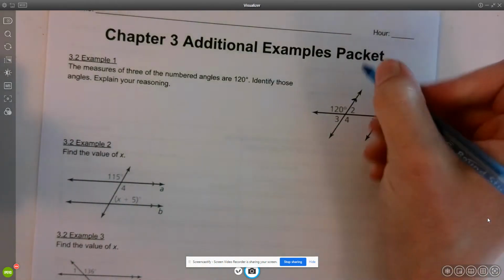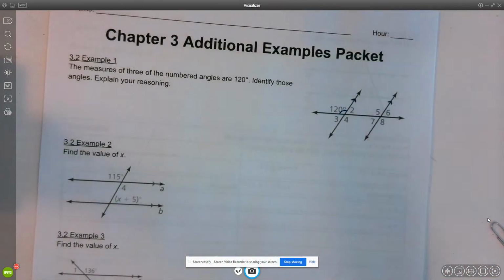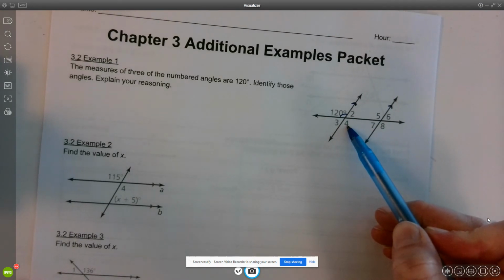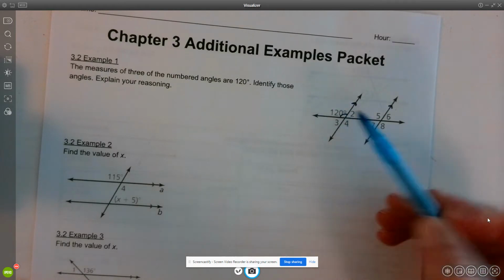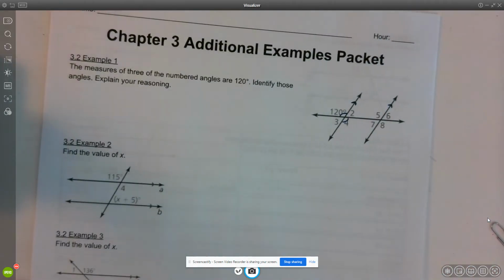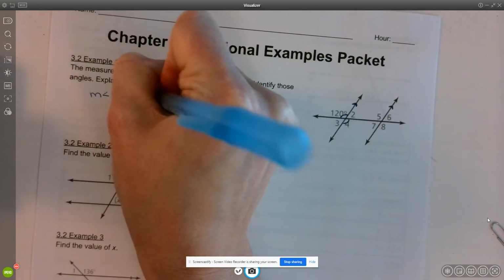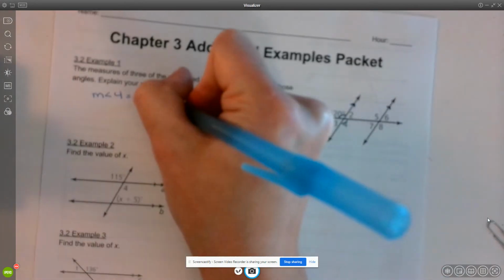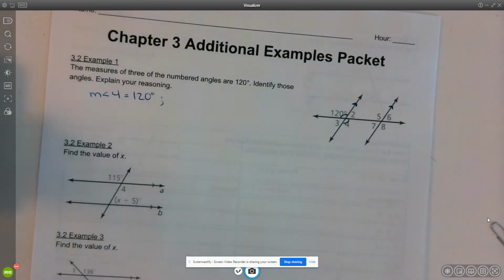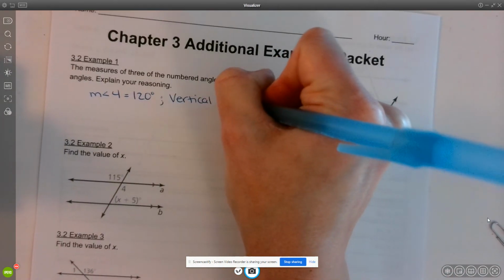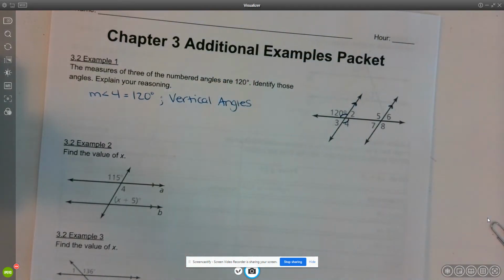And so the angle that I know is this angle in this corner here, and I know that's 120 degrees. Well, one angle that I know also has to be 120 degrees is angle 4 because it is a vertical angle to this 120 degree angle. So I'm going to put that in my picture, and I'm going to say the measure of angle 4 is equal to 120 degrees. And my reasoning is by the vertical angles theorem. So to explain my reasoning, I'm going to say the vertical angles theorem tells me that vertical angles are congruent.